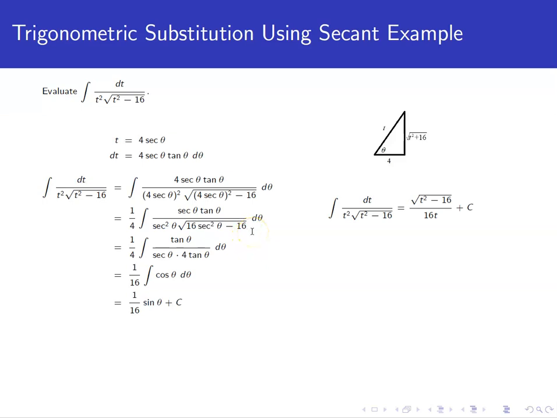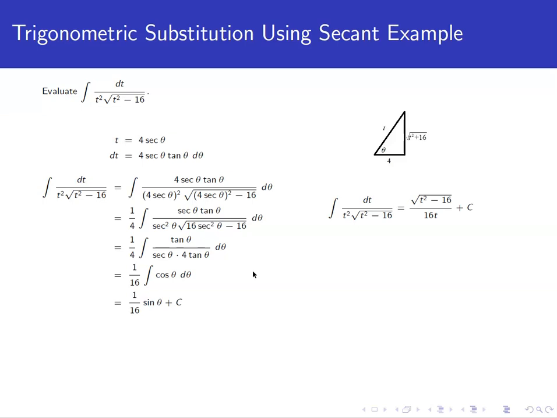Secant squared minus 1 is the same thing as tangent squared. So we'll take the square root of 16, which gives us 4, and the square root of tangent squared, which gives us tangent theta. So we get 1/4 out in front. We got a tangent of theta on top because it'll cancel with one of the secants on bottom, and then times 4 tangent theta d theta. Notice now your tangent thetas go away.